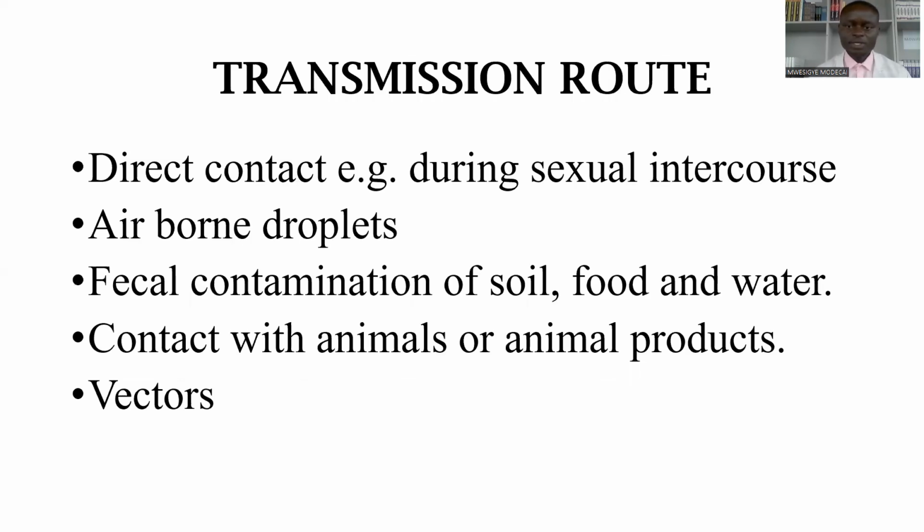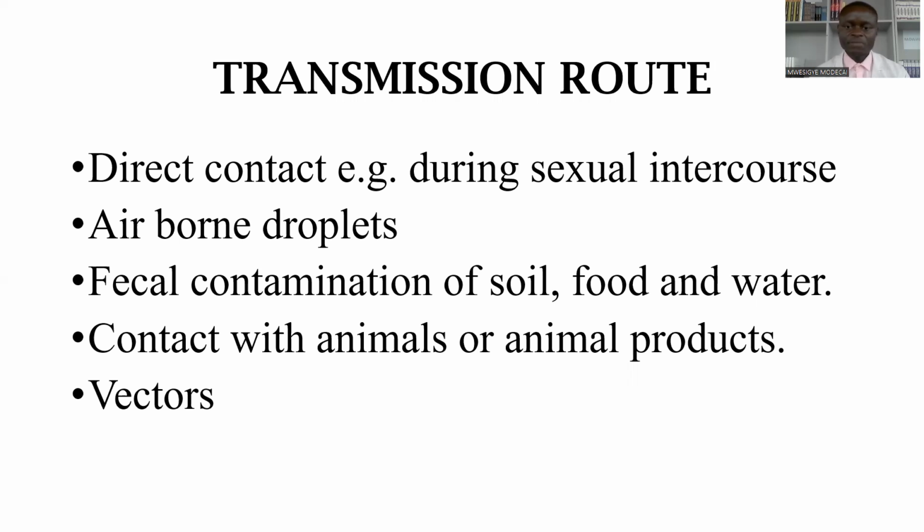Next we talk about the route of transmission. Here we are looking at the ways through which the microorganism has to travel from the source to reach the susceptible host. These are some of the routes of transmission. For example, direct contact. This can be during sexual intercourse, where the microorganism was in one individual and through direct contact gets to another individual. The next is airborne droplets. There are some diseases where someone's droplets, once they fall on you, you are likely to acquire the microorganism.